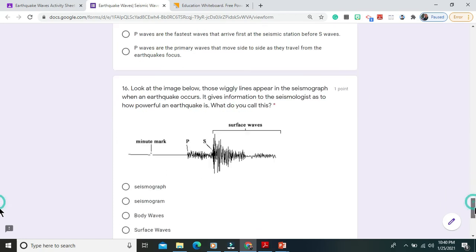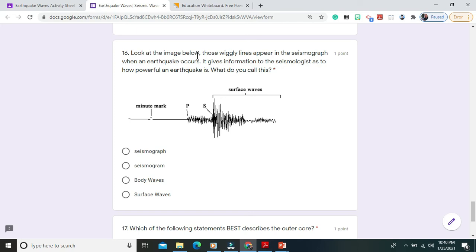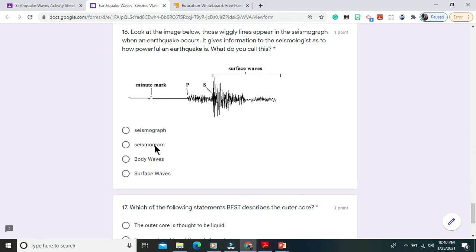Question number 16. Look at the image below. Those wiggly lines appear in the seismograph when an earthquake occurs. It gives information to the seismologists as to how powerful an earthquake is. What do you call this? The correct answer is seismogram.